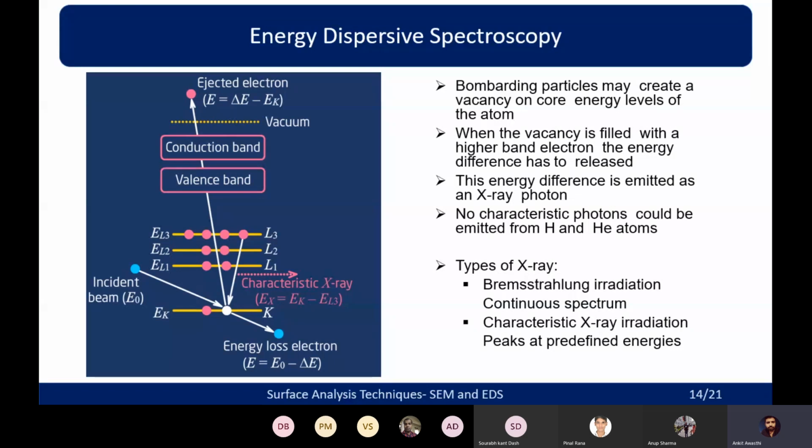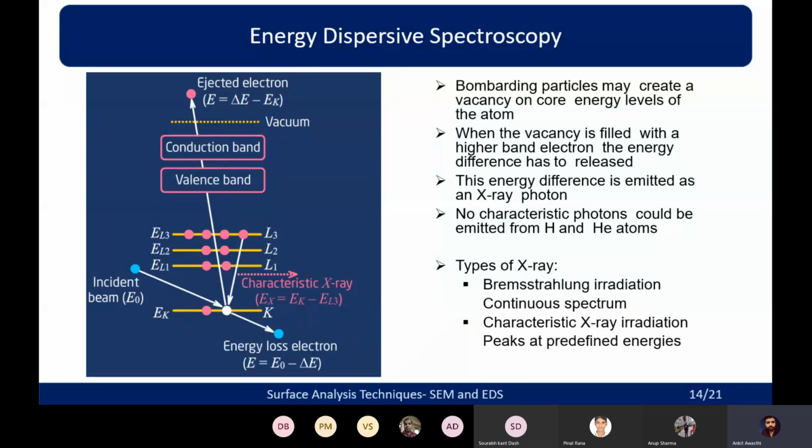In FEG SEM, we also have two similar modes of operation, the secondary electron mode and the backscatter electron mode. And in that also we get these X-rays. So you have seen that with FEG SEM we also do this EDS analysis, and with tungsten SEM we also do this EDS analysis. All the things are similar, but there is only variation in the electron generation system.